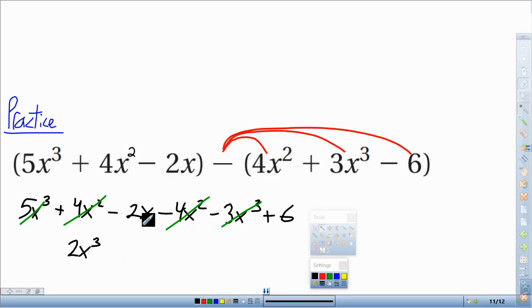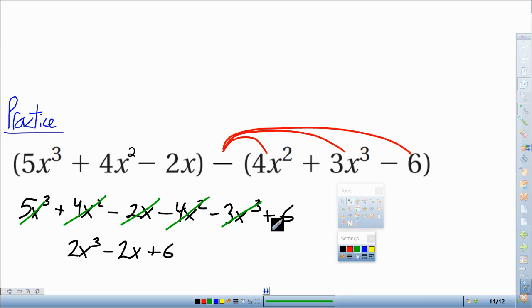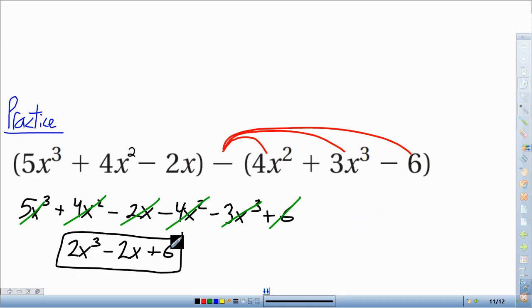Okay, the last one with an x, this negative 2x, are there any x's to combine it with? Nope, so I'm just bringing it down. Cross it out. And last thing, I have this constant, 6. Is there any other constants to combine it with? Nope. So just bring it down. And there it is. And this is what we're left with. No like terms, so we know it's completely simplified.